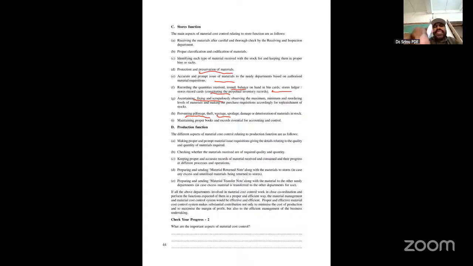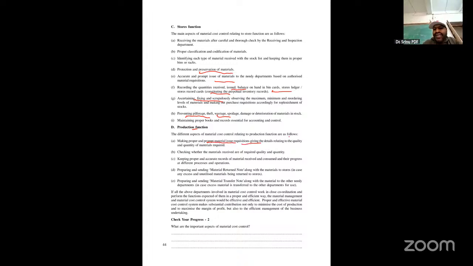Next one is the production function. Production function means the different aspects of material control relating to production, making the proper, prompt material issue on request.